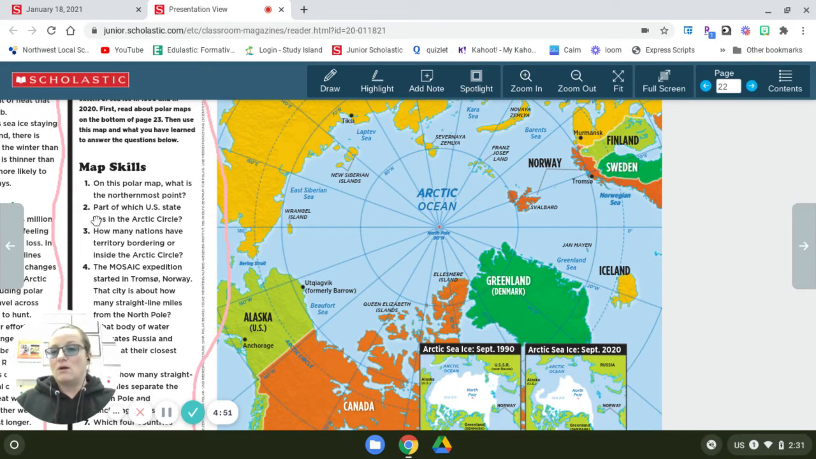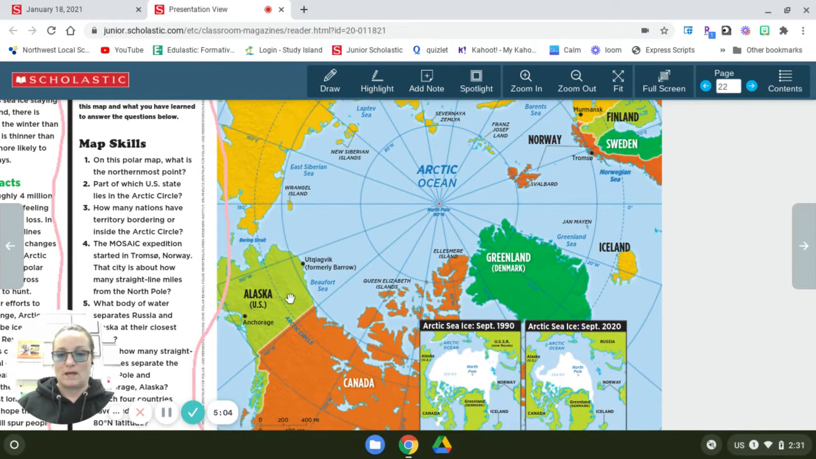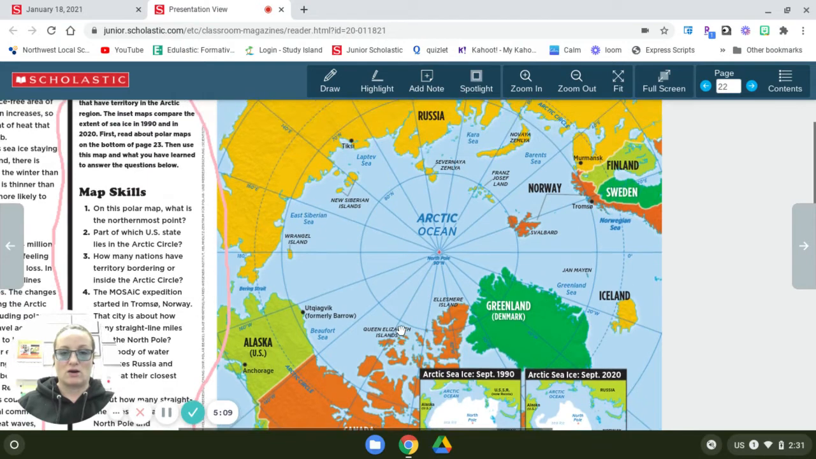Number 2, part of which U.S. state, so we're talking about the 50 states, lies in the Arctic region? Okay. So we need to find the Arctic Circle. And right here is the Arctic Circle. And what I would do is I would go around that Arctic Circle and see which United States state is in this section. So it's got to be within these dotted lines, all the way around. It's got to be within this section here. It's a U.S. state, one of our 50 states.